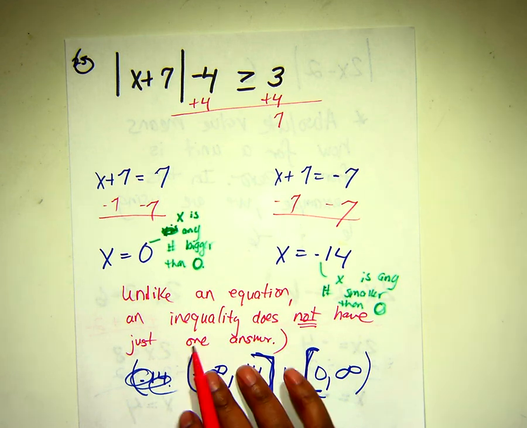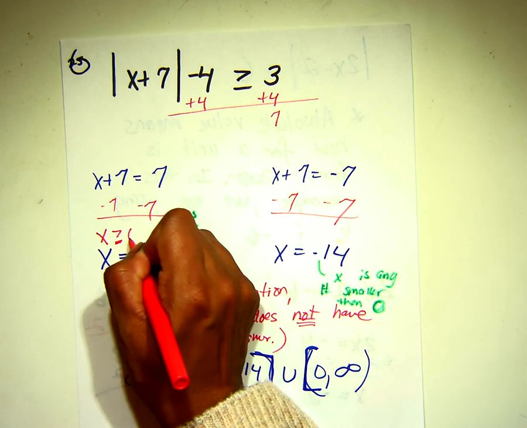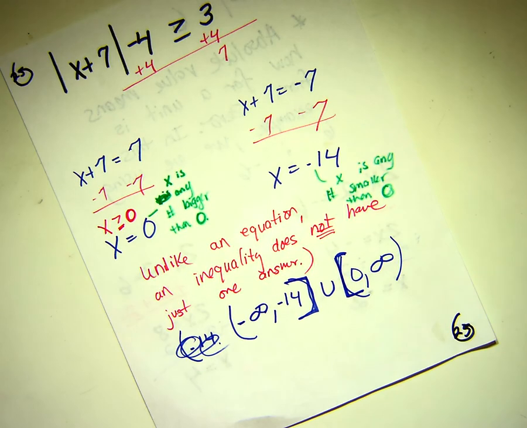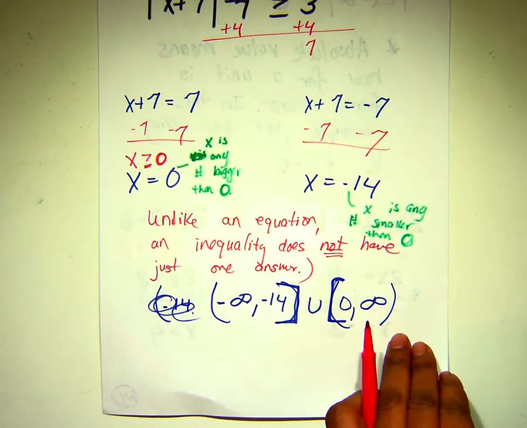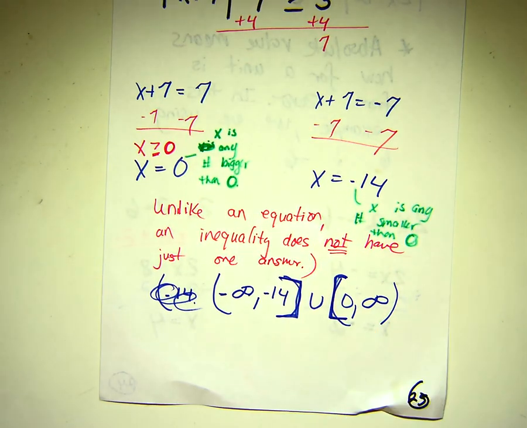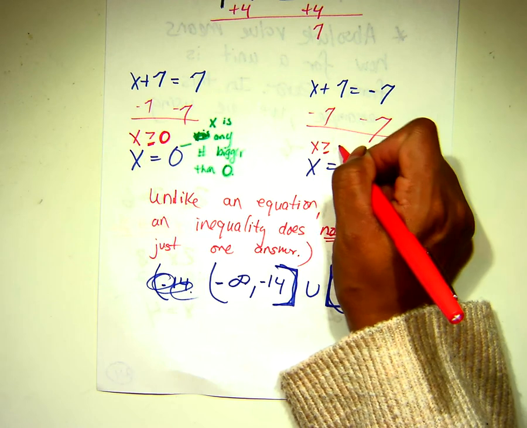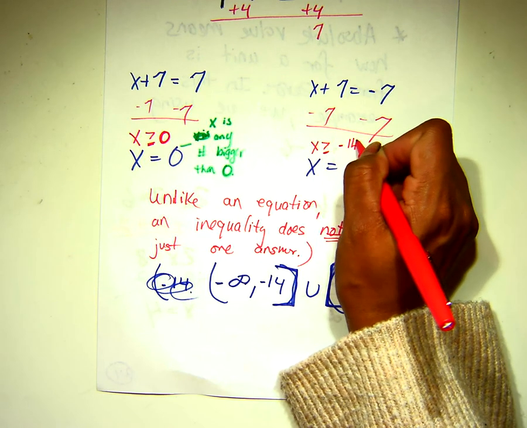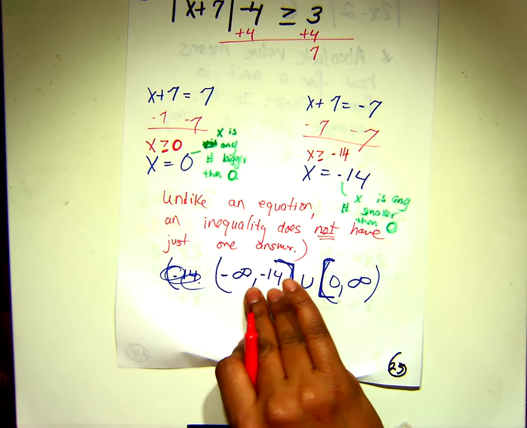So let me rewrite that so it can be consistent to what we have. And the same for the right hand side. Negative 7 minus 7 gives negative 14. So I'm just trying to be consistent with the actual symbol itself instead of the equal sign.